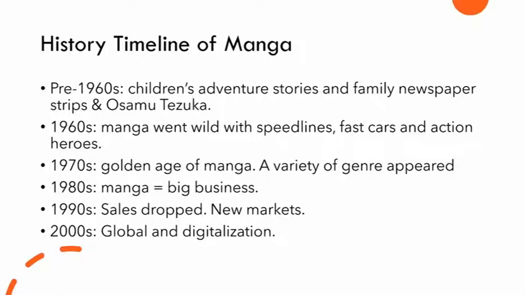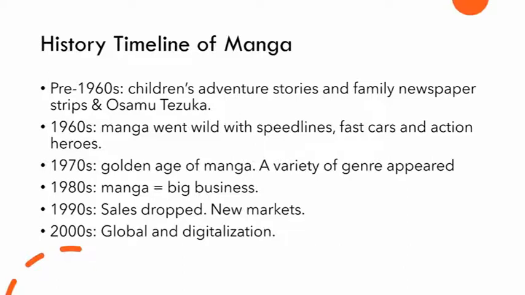And now let's move on to the modern period. In the immediate post-war period, manga were mostly children's adventure stories and family newspaper strips. This is also the period where we see many famous works from the father of manga, Osamu Tezuka, for example, Astro Boy and Princess Knight. As we get into the 1960s, anime TV shows were produced for the first time, and manga went wild with speed lines, fast cars, and action heroes.